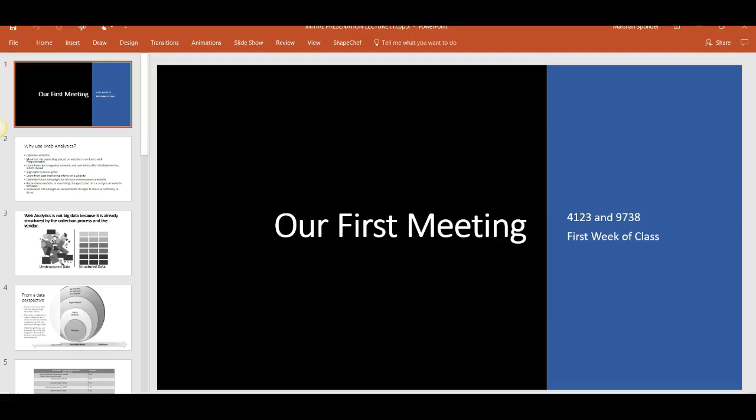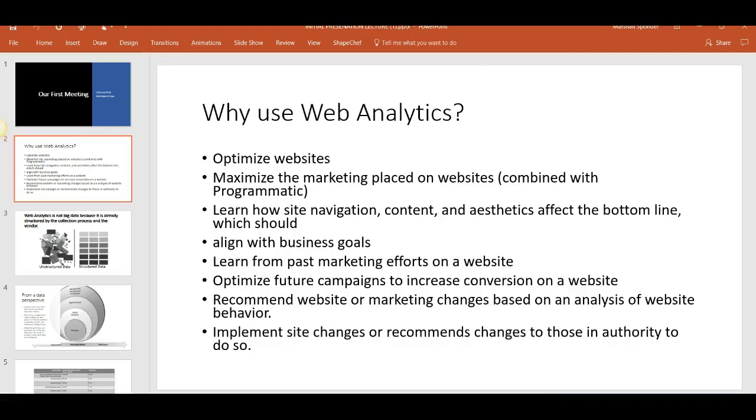Web Analytics is used to measure how the activity of websites happens, what's happening on them. So there's a bunch of reasons I gave you here. And I'm going to leave this in this view with the left views here on the left so that you can see what's coming up.